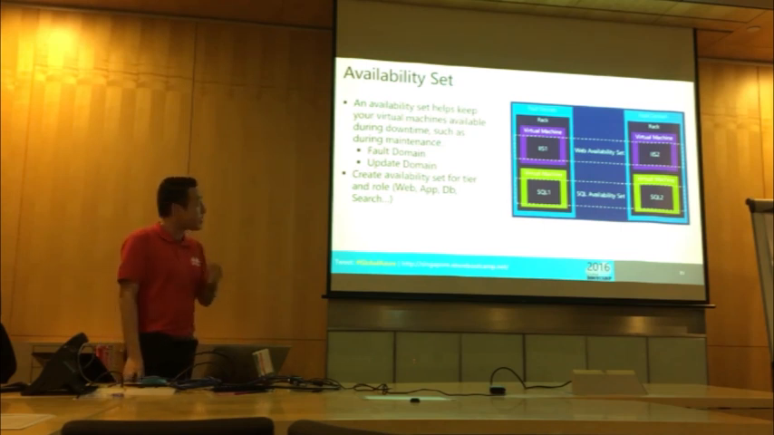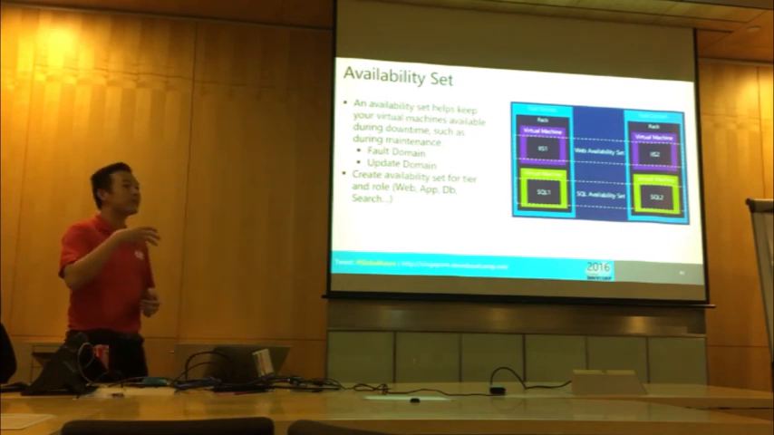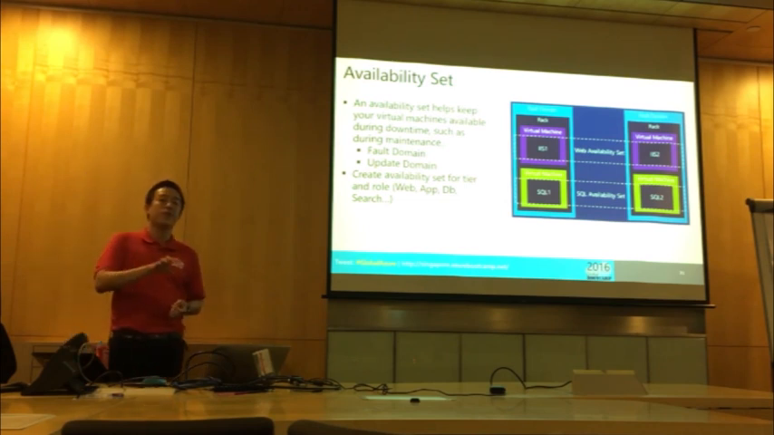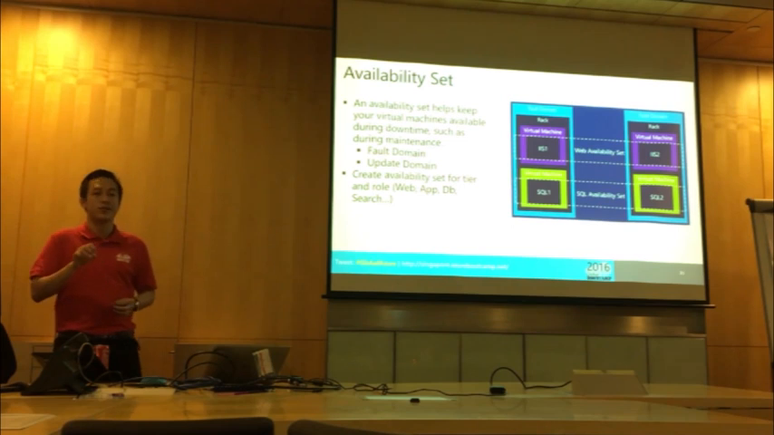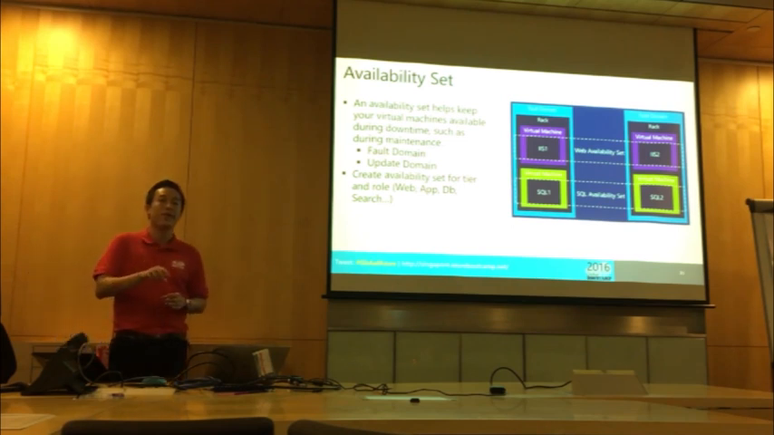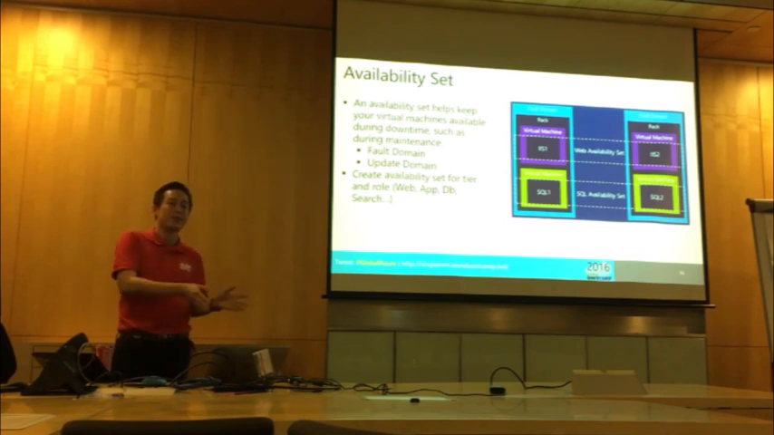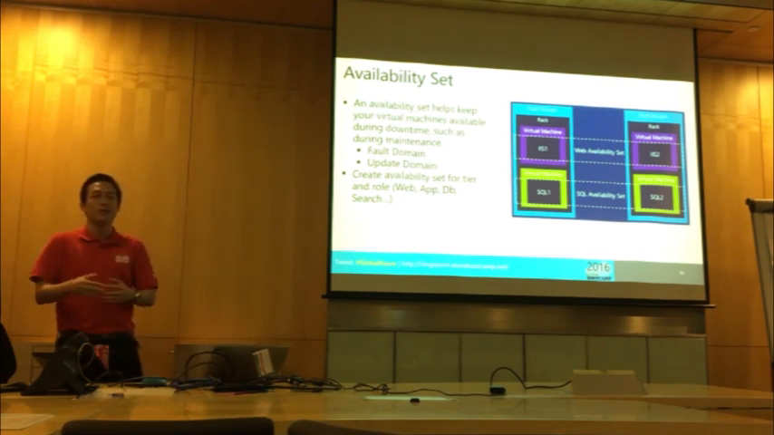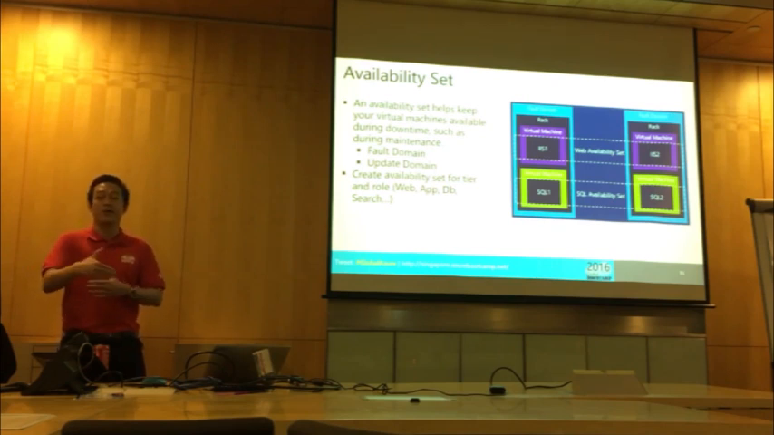Availability sets in Azure help you keep your VMs in different racks. Let's say you put two VMs in the same availability set, that makes sure these VMs are in different racks. Say you have a rack server, you have one VM in this rack and one VM in that rack.